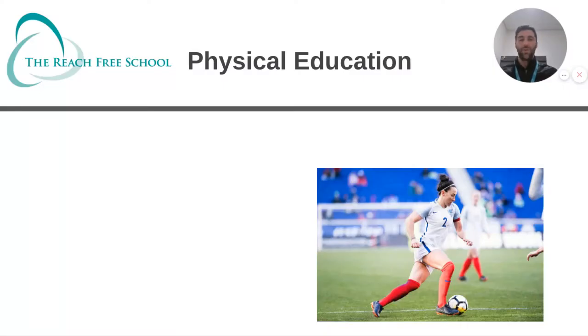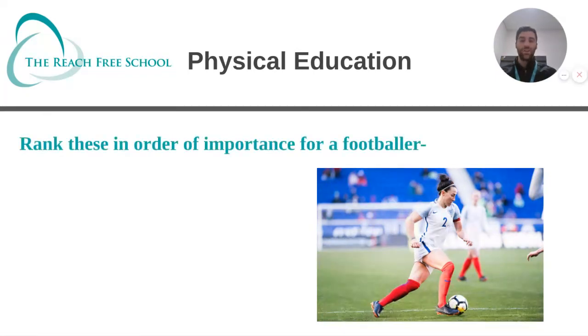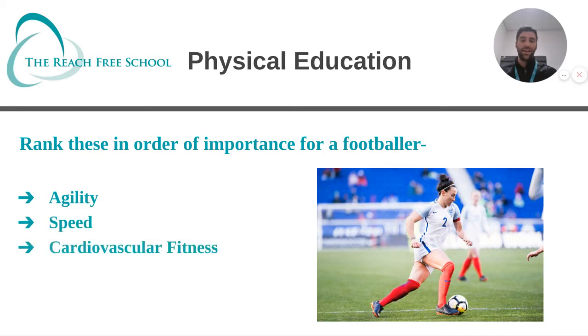Just wanted to start us off with a key question that we use within lessons to stimulate discussion and get pupils thinking about the topic they're about to be covering in the lesson. So the question is, rank these components of fitness in order of importance for a footballer: agility, speed, and cardiovascular fitness. We're going to revisit this question at the end of this session.